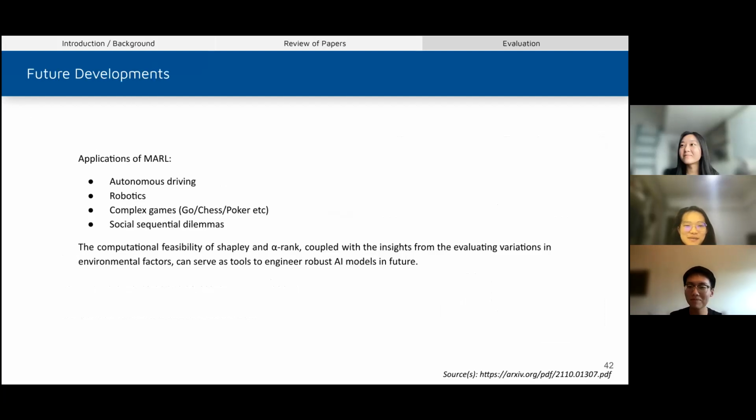Game theoretic approaches in MARL can be extended beyond games and into other applications of MARL, such as autonomous driving and robotics. Additionally, it can be applied to study social sequential dilemmas to provide insights into societal issues in the field of economics, policymaking, and sustainability. The computational feasibility of Shapley and AlphaRank, coupled with the insights from evaluating variations in environmental factors, can serve as tools to engineer robust AI models in future.